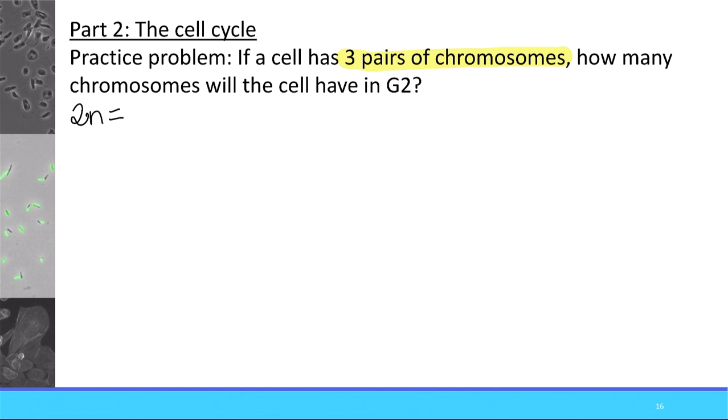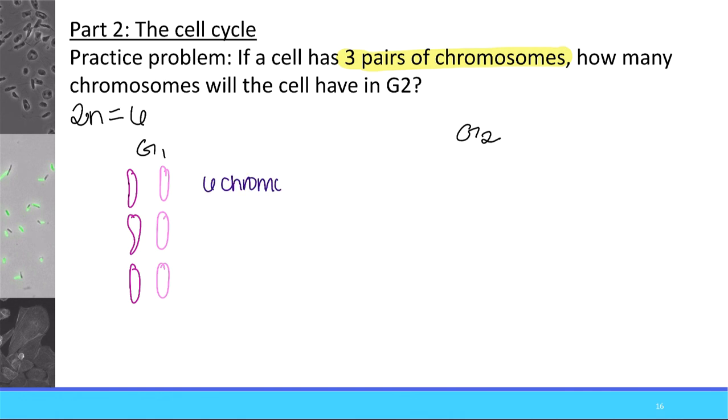So if we have 3 pairs, a pair is 2 chromosomes. And so we have 3 from the biological mother and 3 from the biological father, which means we have 6 chromosomes total. So let's go ahead and draw what G1 looks like and what G2 looks like. So we have 1, 2, 3 from biological mother and 1, 2, 3 from biological father. So in G1 we have 6 chromosomes and 6 chromatids.